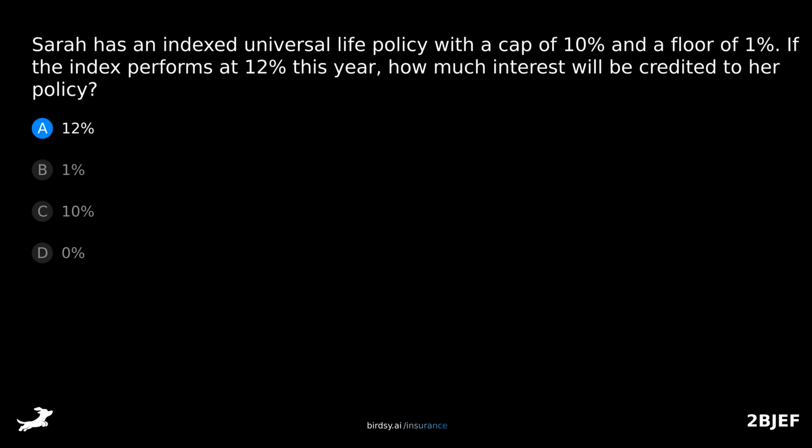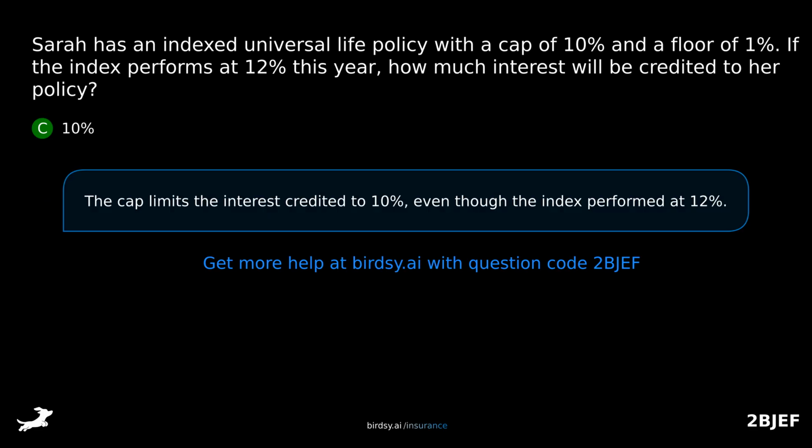Is it A, 12%, B, 1%, C, 10%, or D, 0%? The answer is C, 10%. The cap limits the interest credited to 10% even though the index performed at 12%.